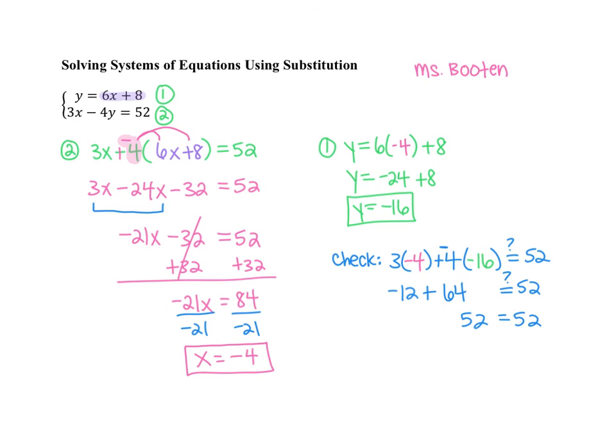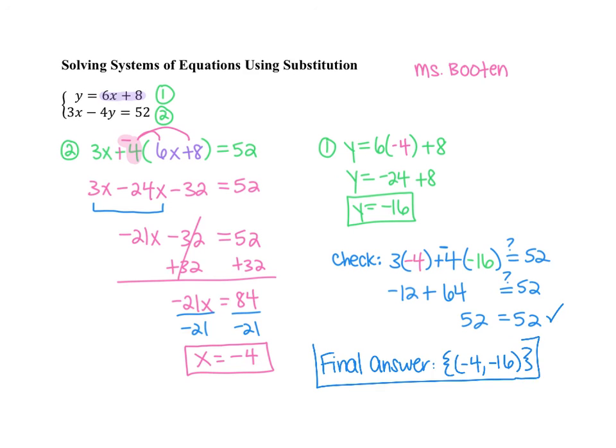But since our check did work out, 52 equals 52, then our final answer we write as a coordinate point. So it's going to be our x comes first, so negative 4, then our y, negative 16. And if you want to be fancy and use solution sets, we can do that as well. And that's our final answer.